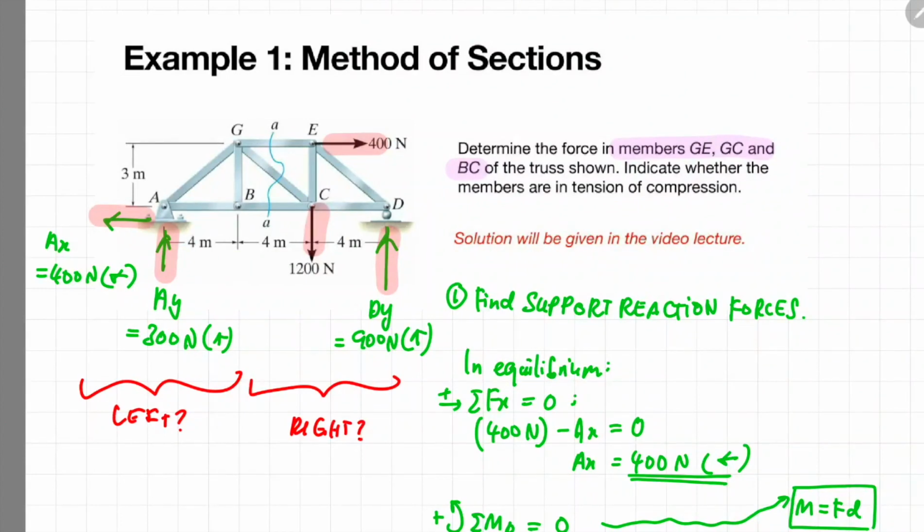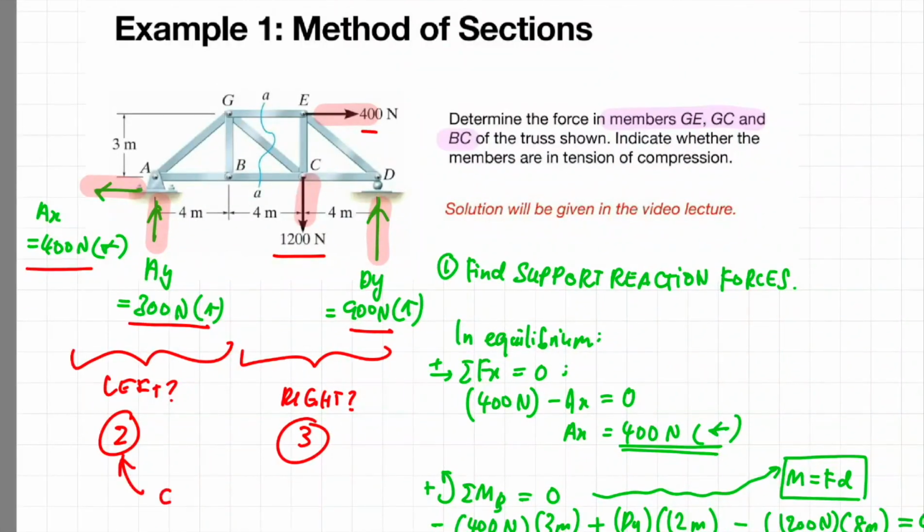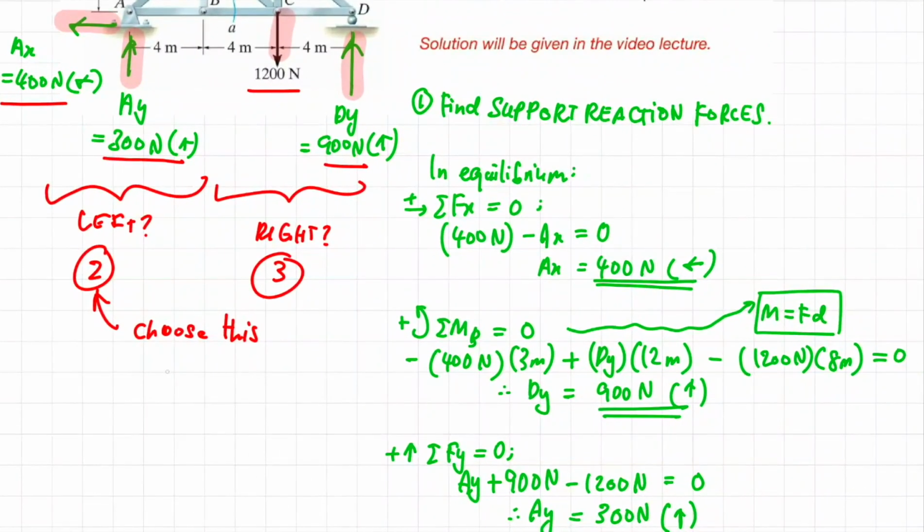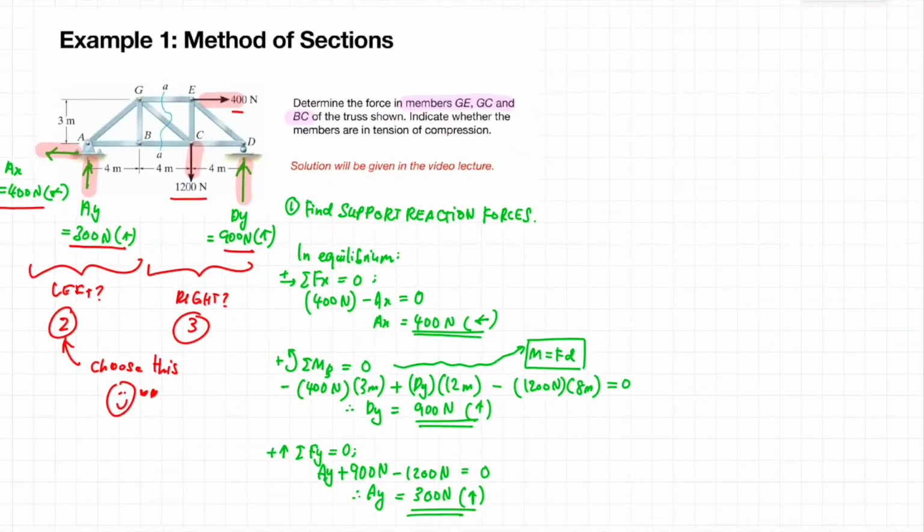So the tip in solving using the method of sections is that you choose the side where there are fewer forces. For example, on the left side, there are only 2 external forces, whereas on the right side, there are a total of 3 external forces. So we are going to choose the left side because it has the lower number of forces. So there are fewer items that we need to deal with in our calculation.